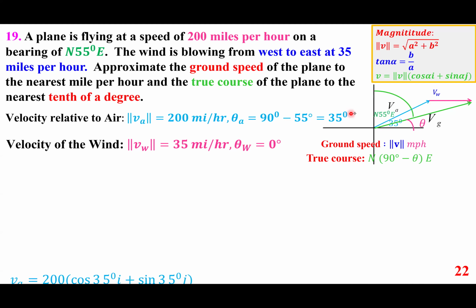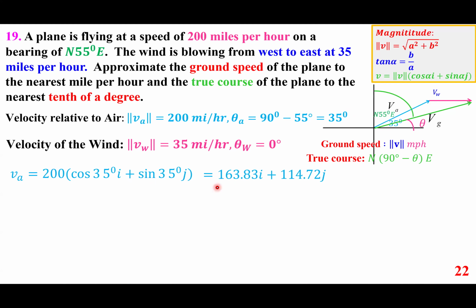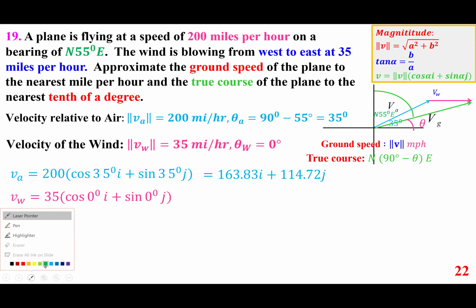All right. So with that being the case, let's rewrite this as I mentioned. 200 cosine of 35 degrees i, sine of 35 degrees j. Now, this is not a common angle. You have to put it into a calculator. You end up with the following. We do the same thing for the wind, and it becomes 35 cosine 0 degrees i, sine 0 degrees j. As you know, cosine is 1, but sine is 0. So simply 35i.